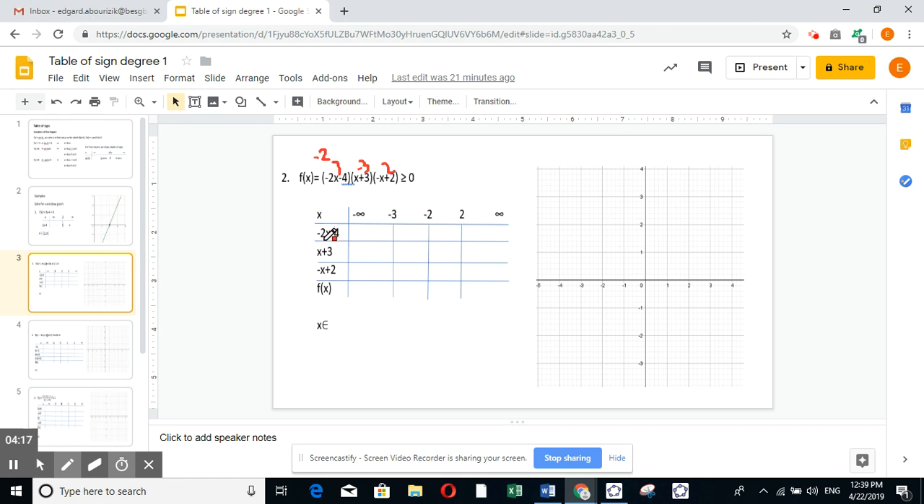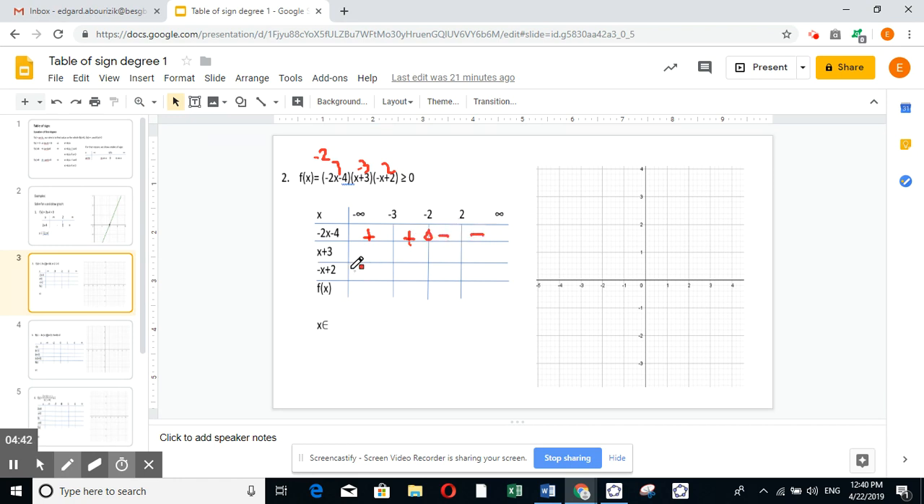I take the first factor, minus 2x minus 4. The root here is minus 2, so I put 0 there. I look at the coefficient of x, which is minus 2. So opposite sign, plus, then plus. Then when you reach the 0, you switch. Switching means I put minus, then minus.